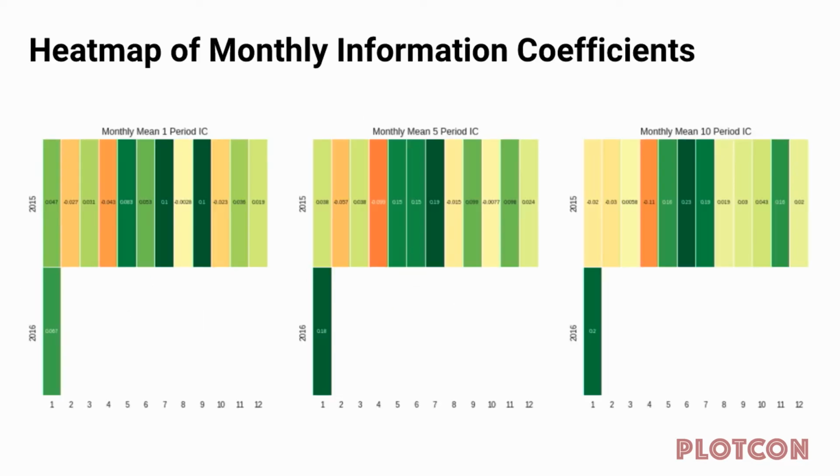This heat map looks cooler when you have many years of data, but I still like it a lot in my own work. Here we just have 1 year of data, with years on the y-axis and months on the x-axis, and the heat map shows the information coefficient in each month. We have heat maps like this in our backtesting and performance library, called Pyfolio, where we look at the same kind of calendarized performance with returns.